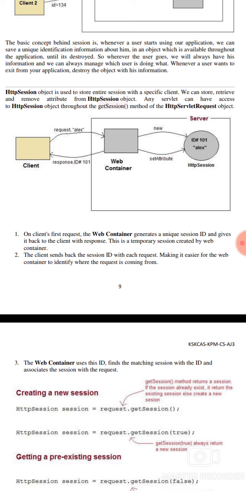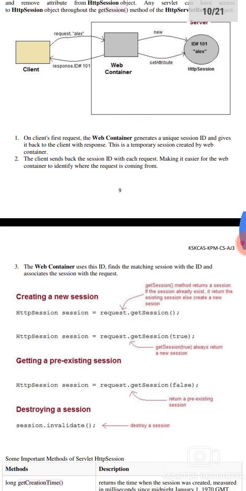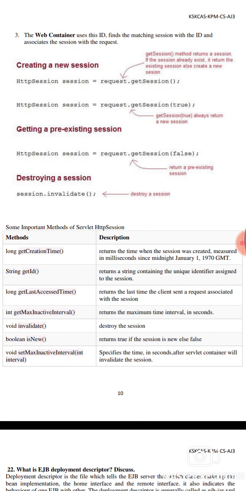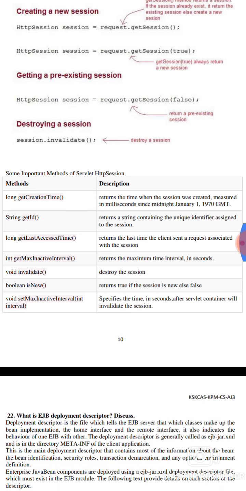The web container adds a new ID 101 and the name Alex to the server. Then the web container sets attributes for the HTTP session. Creating a new session: HTTPSession session = request.getSession() returns the session. If the session already exists, it returns the existing session, else it creates a new session.